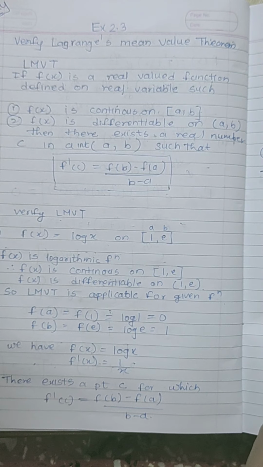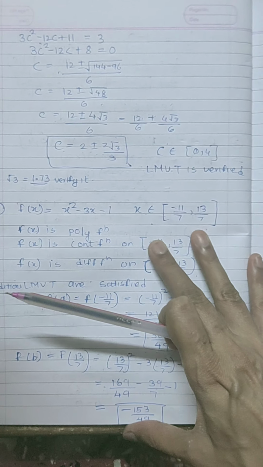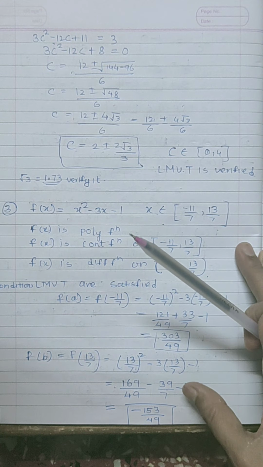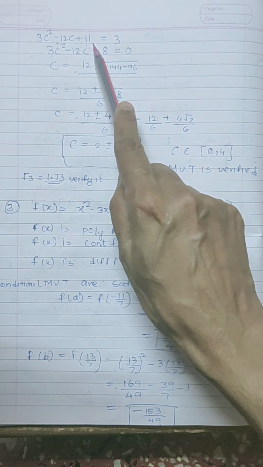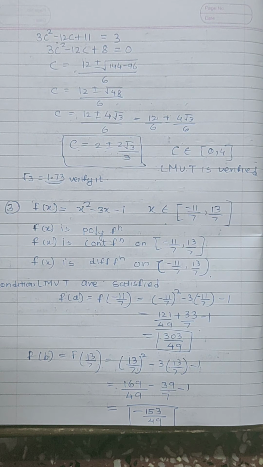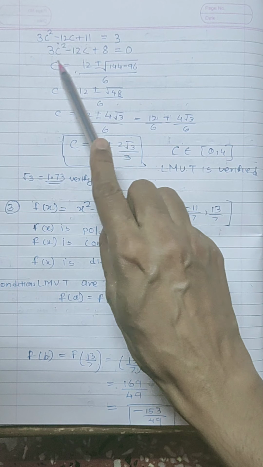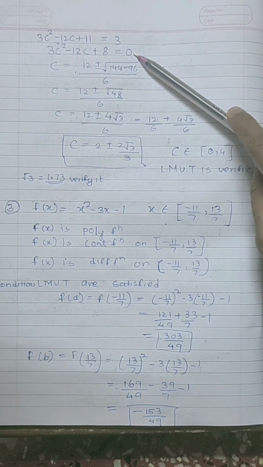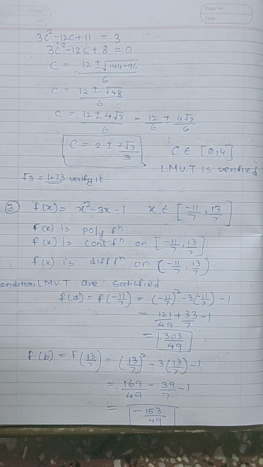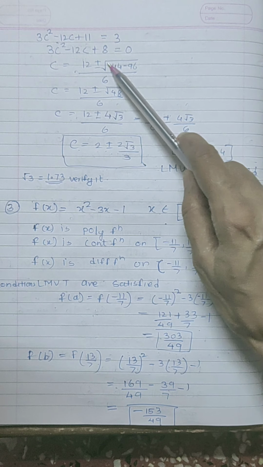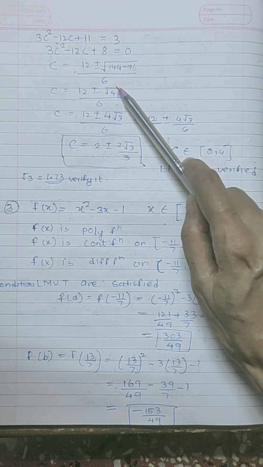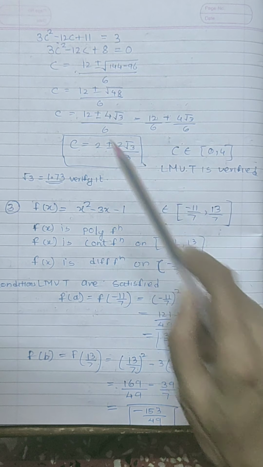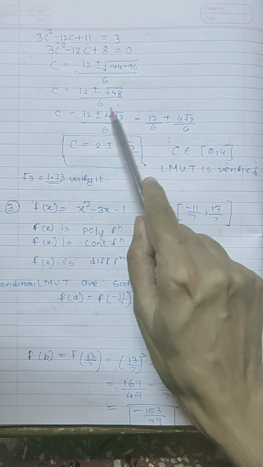Then we want to find the value of c. So now it becomes 3c square minus 12c plus 11 is equal to 3. Now take this 3 to this side: 3c square minus 12c plus 8 is equal to 0. Now here we will use the formula method. By the formula method, x is equal to minus b plus or minus square root of b square minus 4ac upon 2a. So using the formula, 12 plus or minus square root of 144 minus 96 upon 6. Simplify it: 12 plus or minus square root of 48 upon 6.